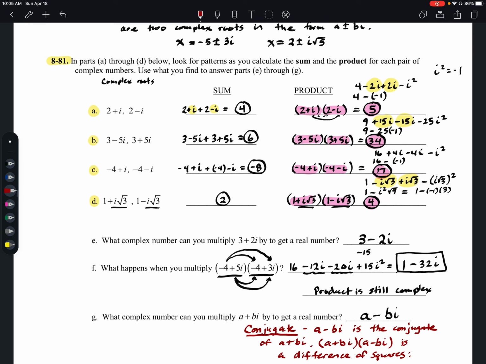Think about that like when we had our a plus b times a minus b, right? That's when we had our difference of squares earlier. That equaled a squared minus b squared. But we'll talk about that here in a little bit. So this is the end of problem 8-81. Please make sure your information is accurate.